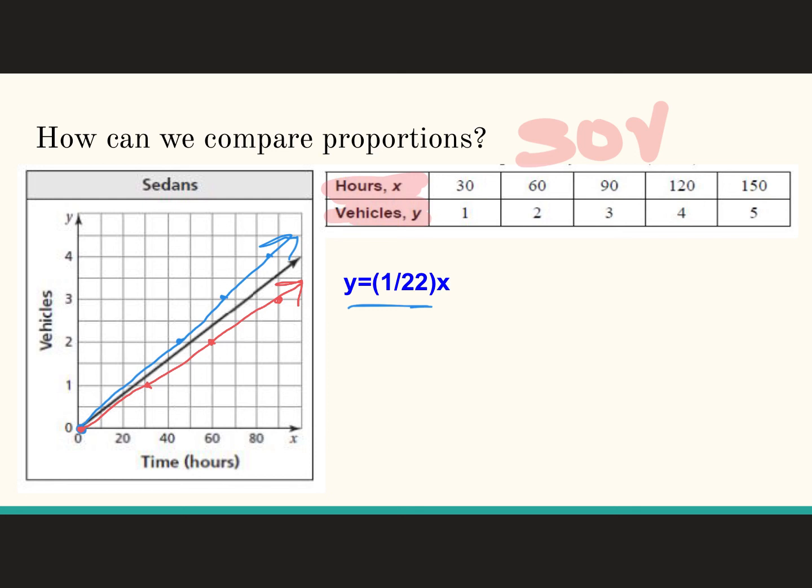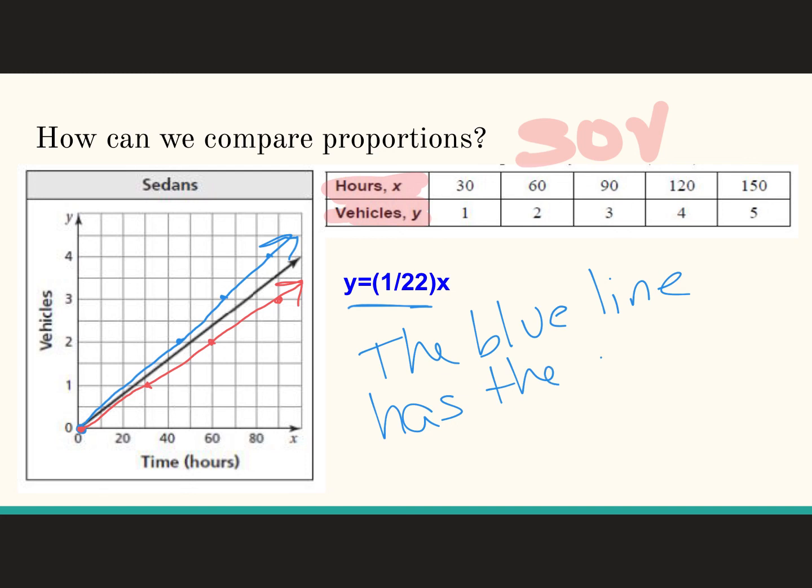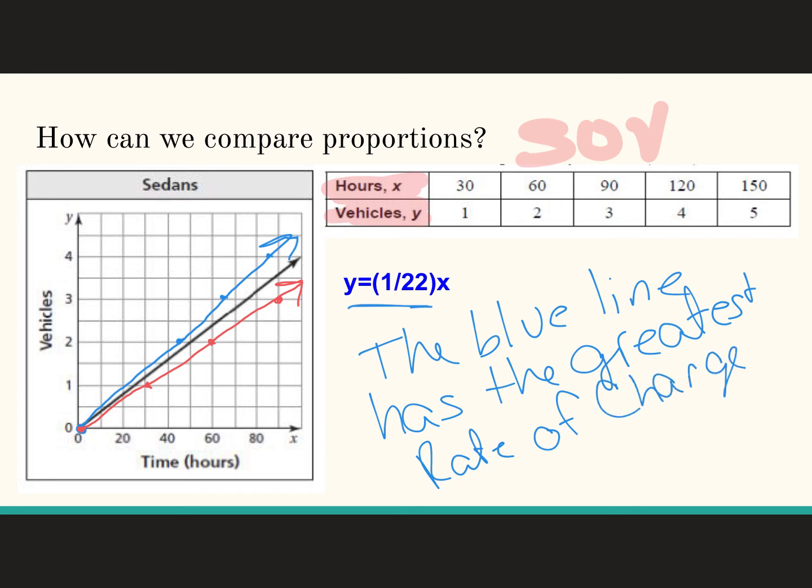So once again, I compared them. I've got all of them, so I can tell that the trucks, the blue line, has the greatest rate of change. In this case, remember, it is how quickly they are building vehicles. Rate of change, slope, and constant of proportionality are all the same for proportions. Rate of change and slope are always interchangeable, but when we go through the origin, 0, 0, it is also a proportion.